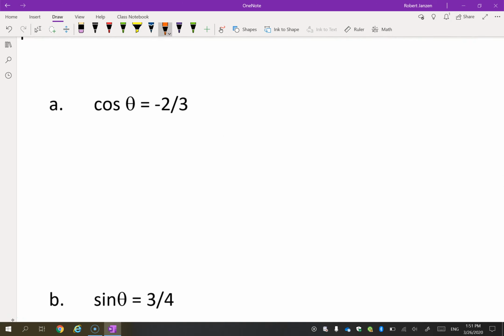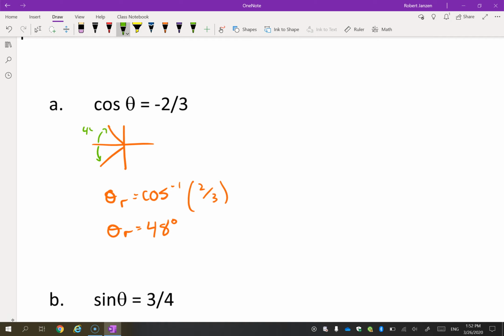We're going to start by saying, where is cosine negative? So I'm going to draw a little sketch. Cosine is negative here and here. All right, and then I'm going to find what is the reference angle. And to do this, I'm now going to use my calculator. And if you remember, never the negative value. So I'm going to go second cos of 2 divided by 3. And I get 48.1896 degrees. It rounds off to 48 degrees. This means my reference angle is 48 degrees.